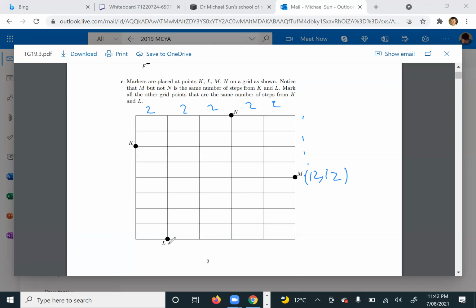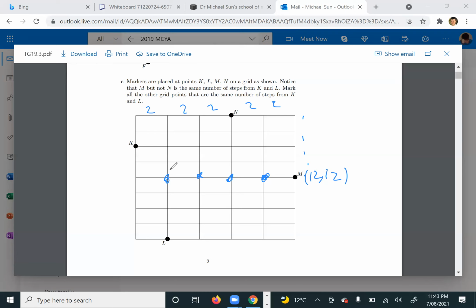Now we have to mark in all the other grid points that are the same number of steps from K and L. So I saw that you were saying this point, this point, this point, and this point. Is that what you were saying? Yeah. So maybe we can check them together, to see if they're the same number of steps from K and L.